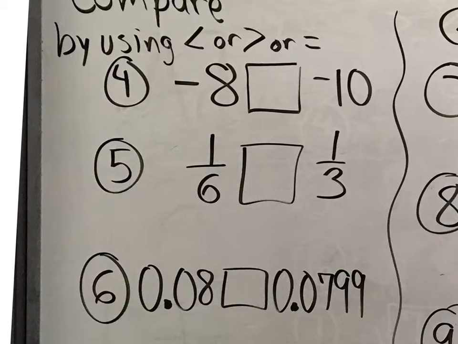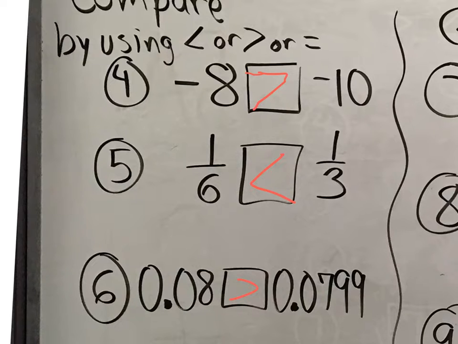There you go. Thank you. Going for number 5, 1/6 or 1/3. Which one's bigger? Thank you very much. And the last one, number 6, which one's bigger, the 0.08 or the 0.00799? There you go. Thank you very much.